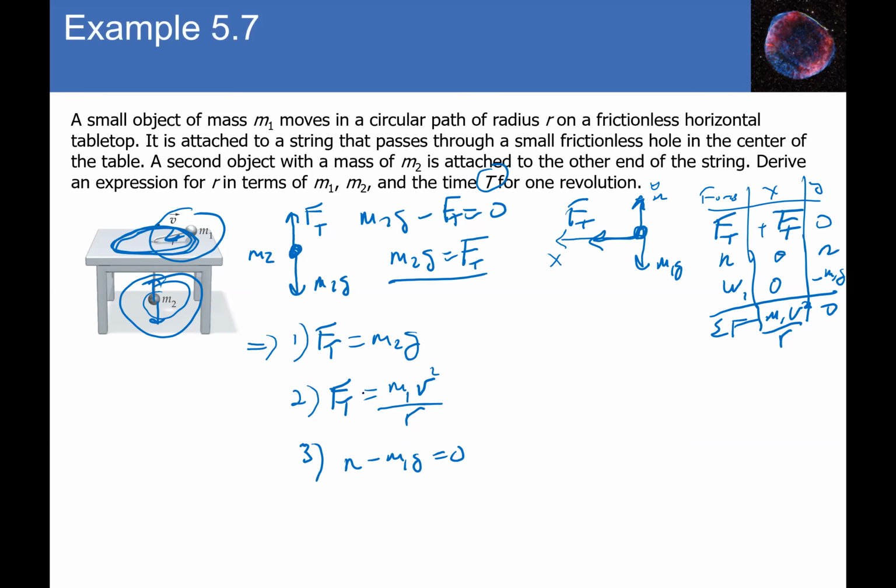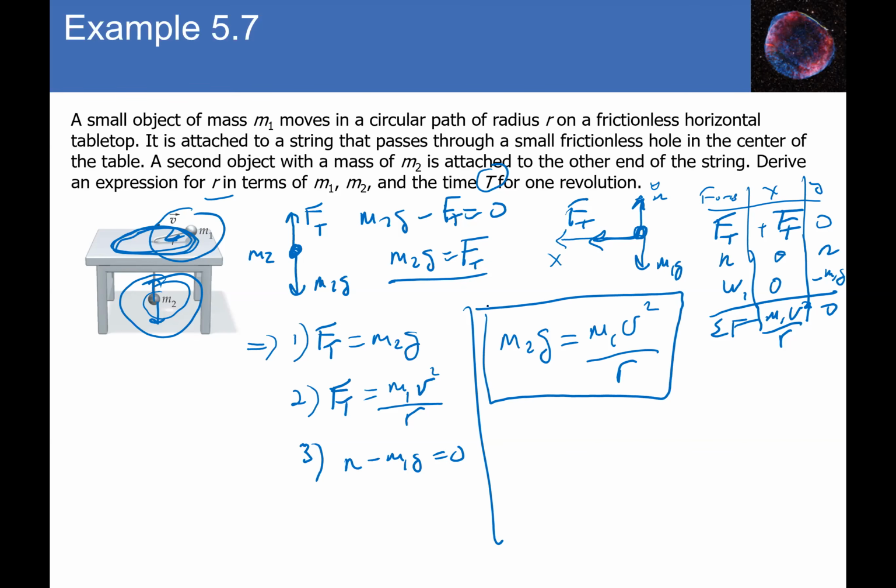So for example, I can see that F of T equals m2g, and F of T also equals m1 v squared over r. So I can combine them. m2g equals m1 v squared over r, right? They are equivalent to one another. But see, my expression for r, I need m1, m2, and the period. Well, I have m1, m2. Well, g is a constant, so I don't have to worry about that.